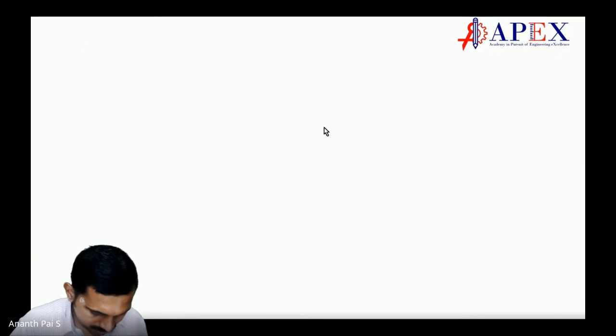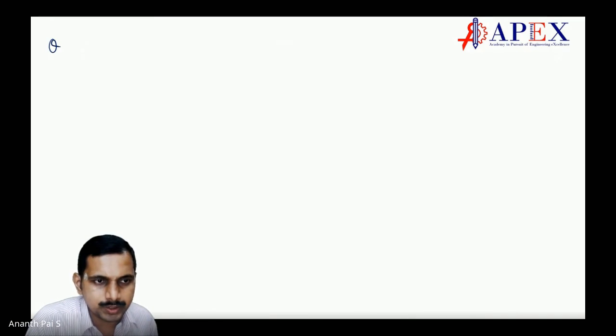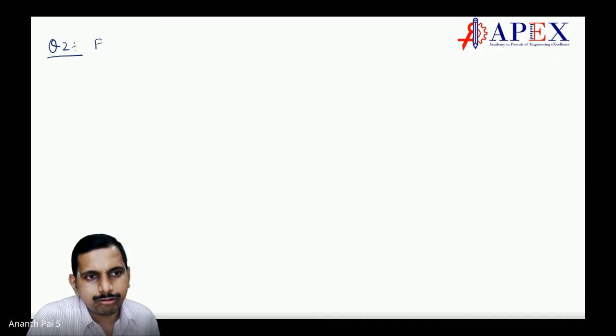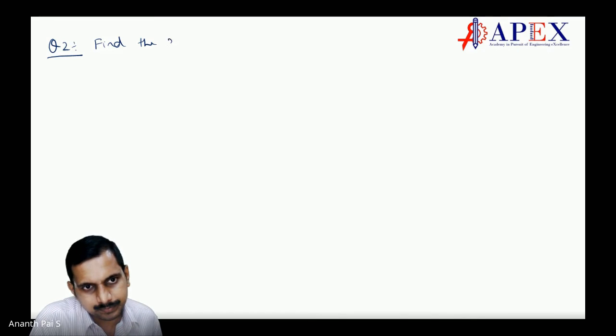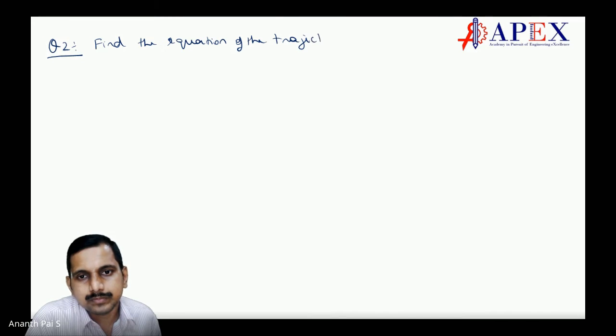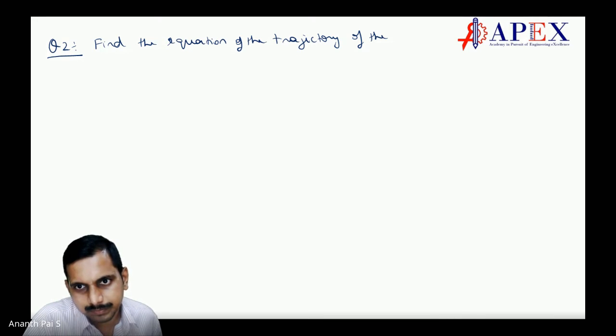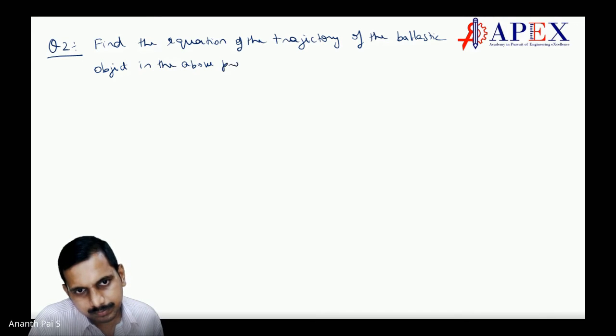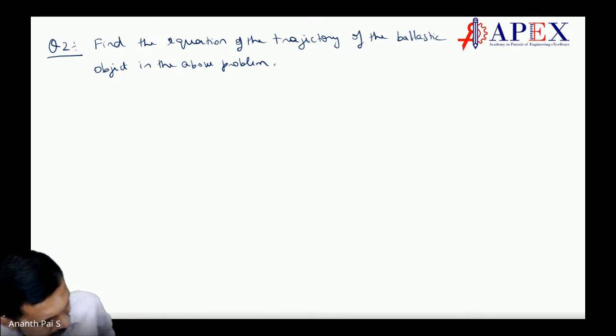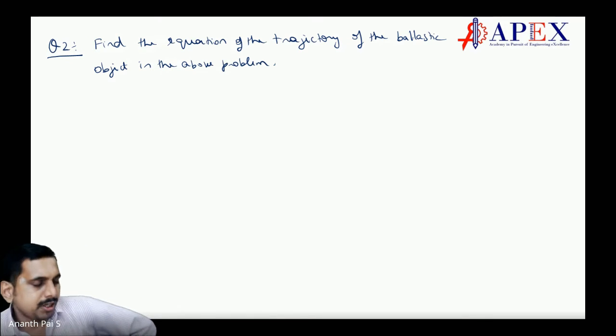The question is, now let me put it in terms of a question. Question 2. Find the equation of the trajectory of the ballistic object in the above problem. Can we do that, students? Can we find the equation here?